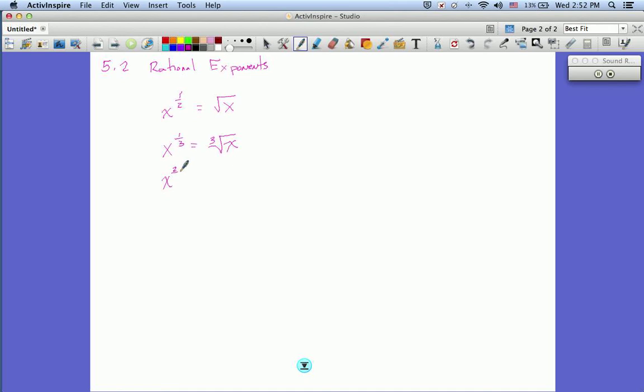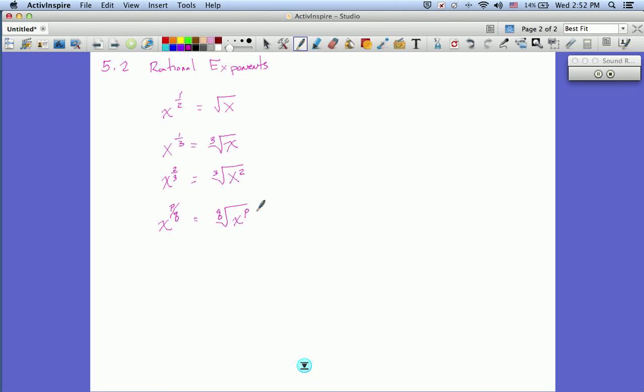X to the 2/3 would be the cubed root of x squared. In general, x to the p over q is the qth root. How do you say that? The qth root, the root q, the qth root. Let's call it the qth root of x to the p. Okay, so that is your fractional exponents there.